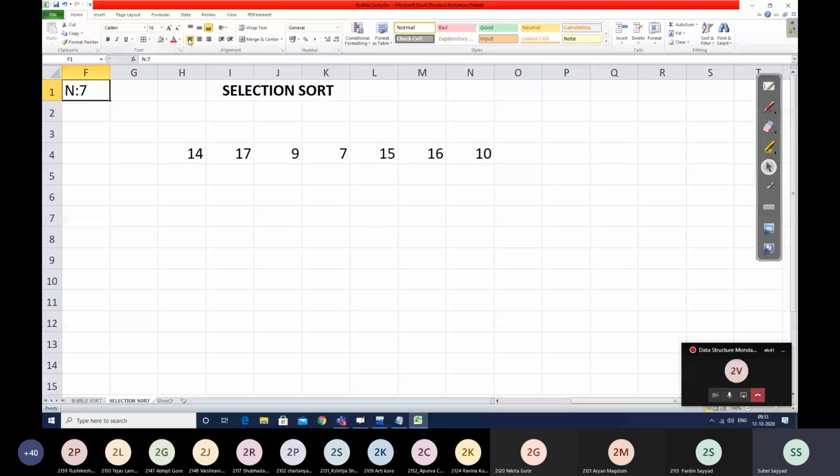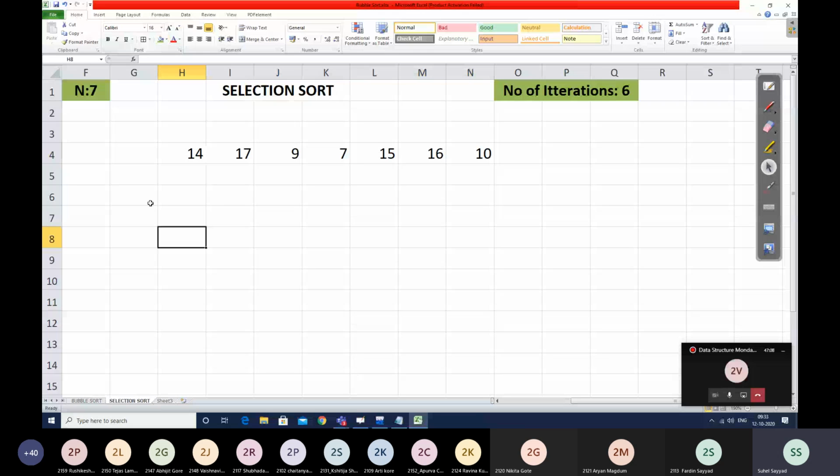How many iterations will be there? As I told you, N minus 1 iterations will be there. So these are our given 6 numbers.